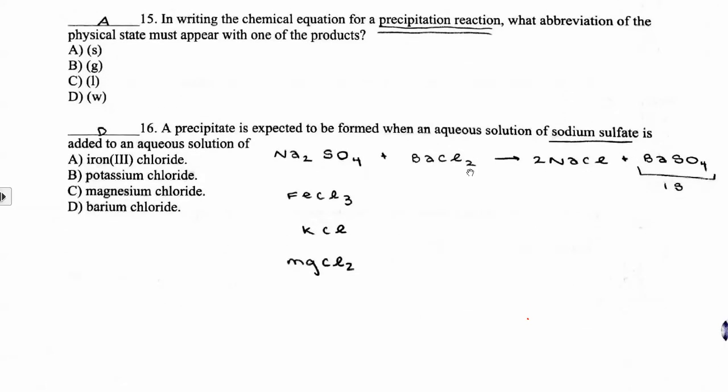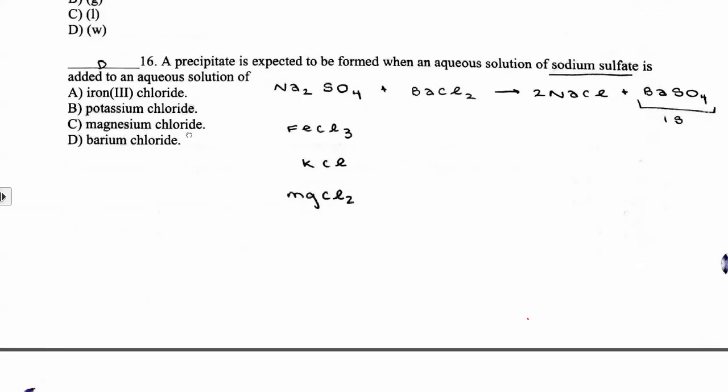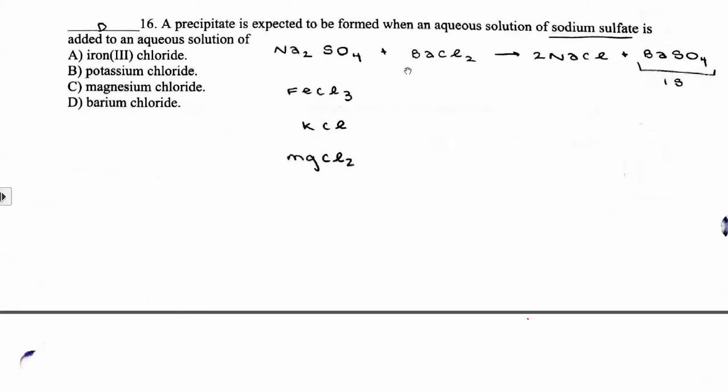In writing a chemical reaction for a precipitation reaction, which abbreviation of the physical state must appear in order for a precipitate to form? You've got to have a solid. Number 16: a precipitate is expected to be formed when an aqueous solution of sodium sulfate is added to an aqueous solution of... This is the hardest problem I could give you, and I definitely will give it to you on your test. So you need to make sure you understand it.